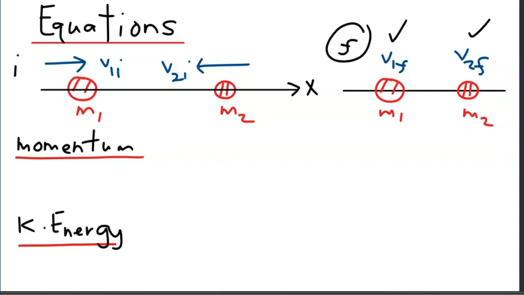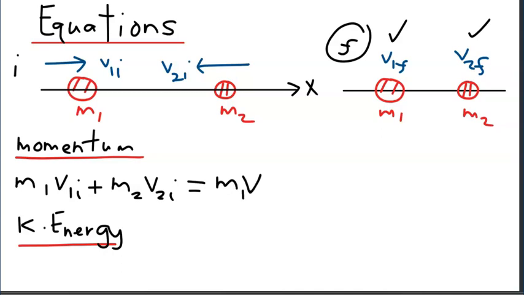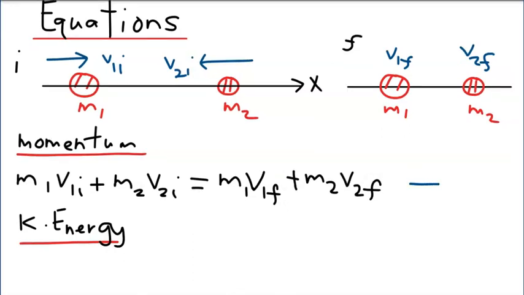The conservation of momentum says the momentum of the system before the collision, that is m1 v1i plus m2 v2i, is the same as the momentum of the system after the collision, which is m1 v1f plus m2 v2f. So this equation represents conservation of momentum applied to the system before and after the collision.